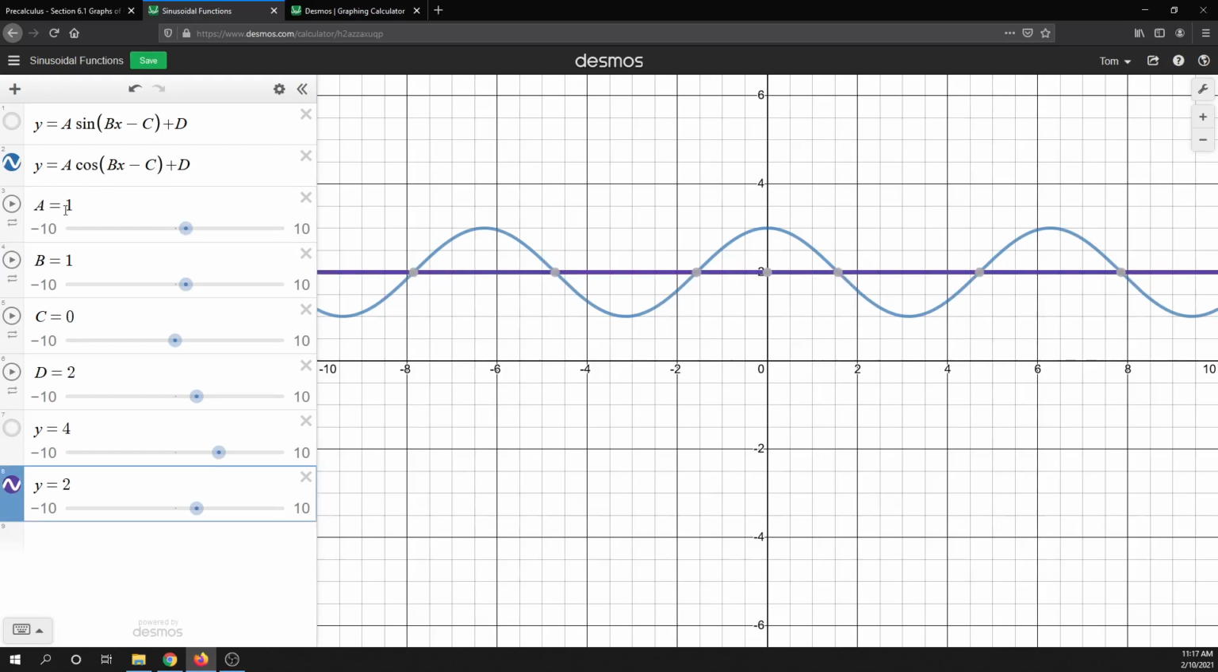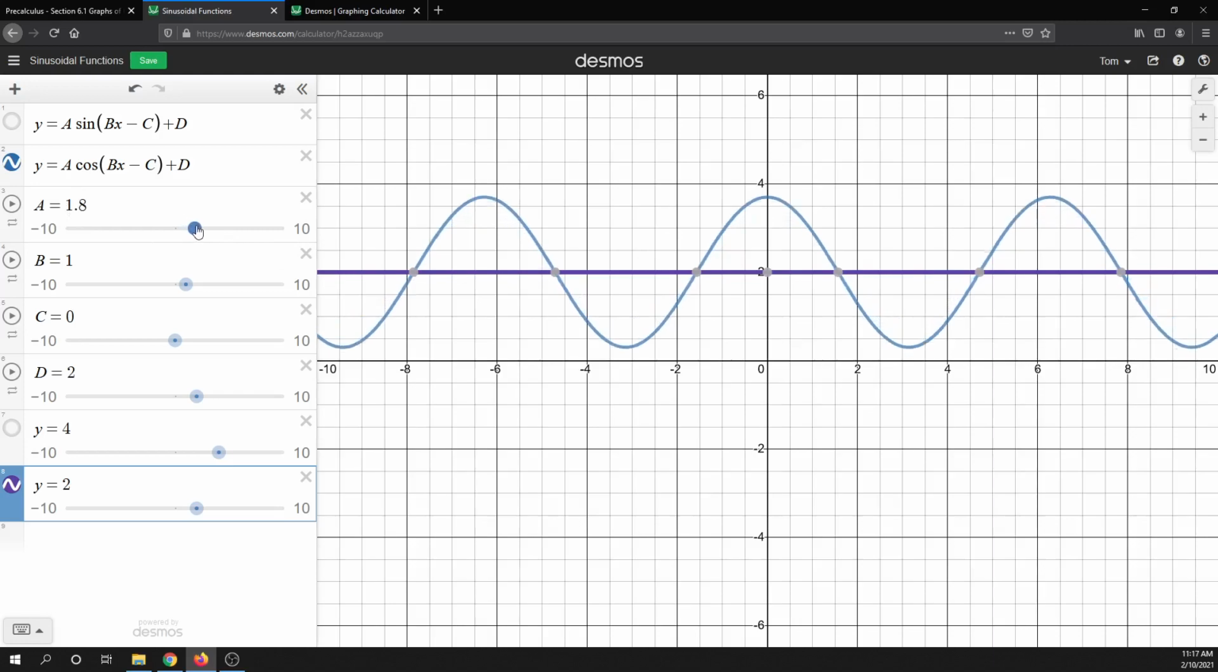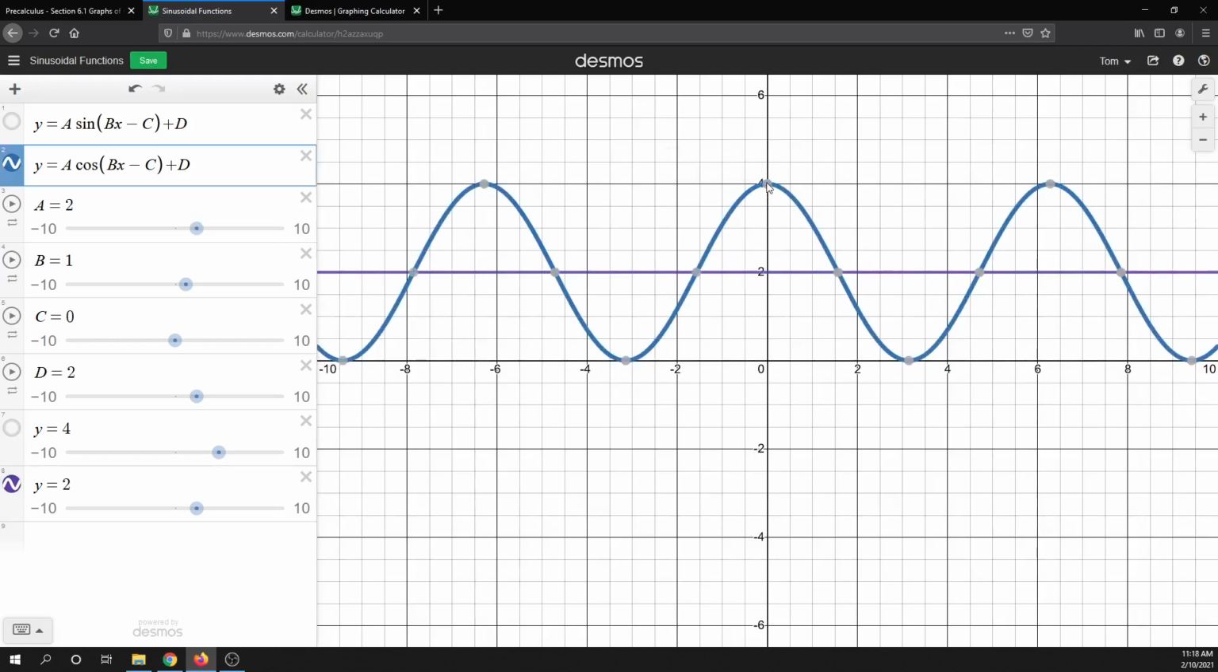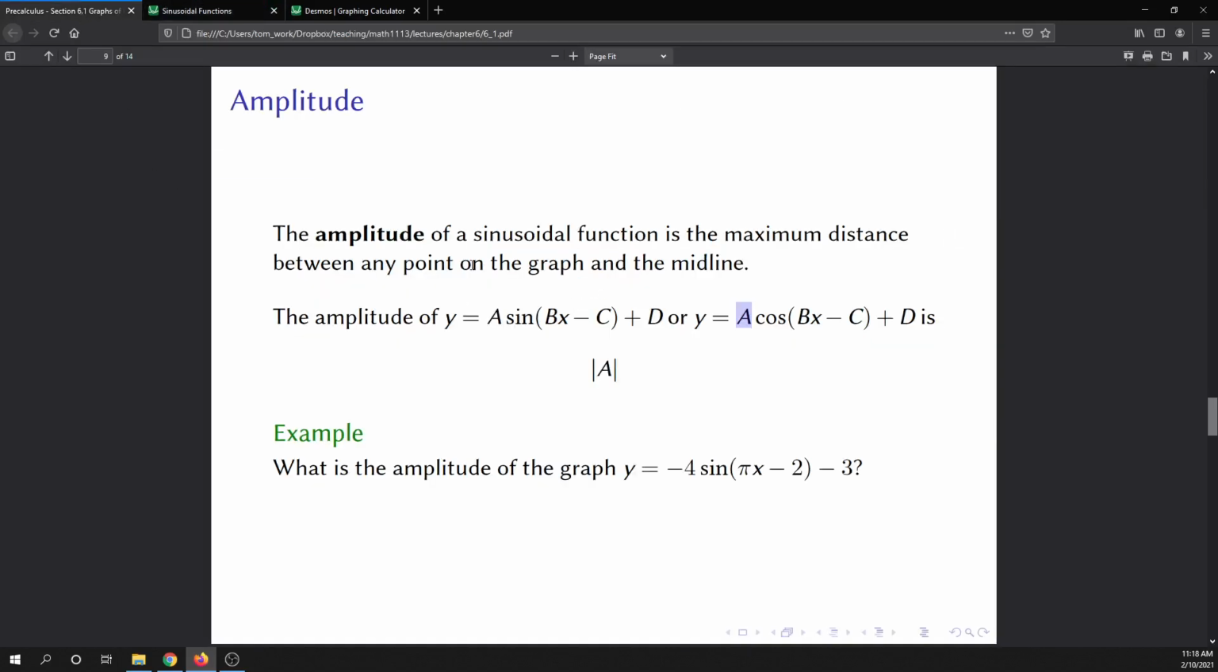Then the amplitude gives the distance between the midline and the highest and lowest points. So this point is up at 4, the distance to the midline would be 2 here, and the distance from any of these minimum points to the midline would be 2 as well. You can see the amplitude is 2 here. So that's what the amplitude is. It's the distance between a maximum or minimum and the midline, and that would be the absolute value of A.